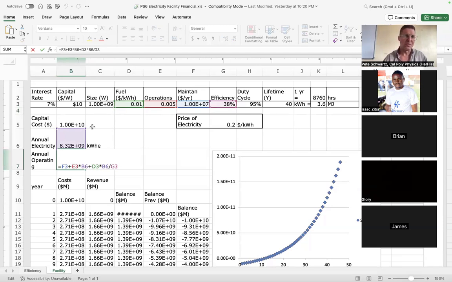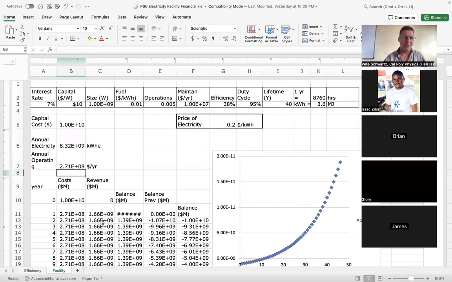The amount of fuel times the amount of electricity you're generating, because if you generate twice the electricity, you're going to need twice the amount of fuel, right? And you divide by efficiency, because if the efficiency is low, you have to buy more fuel. So all this comes into play.